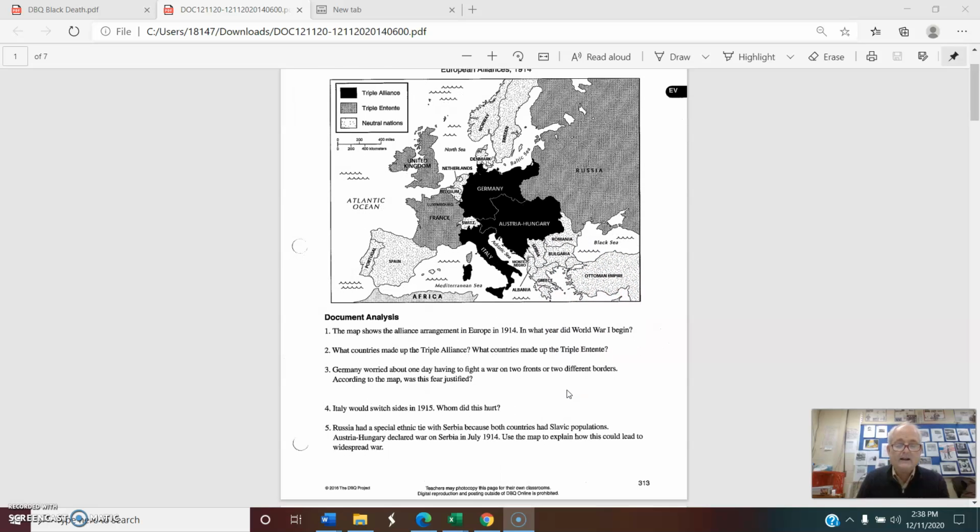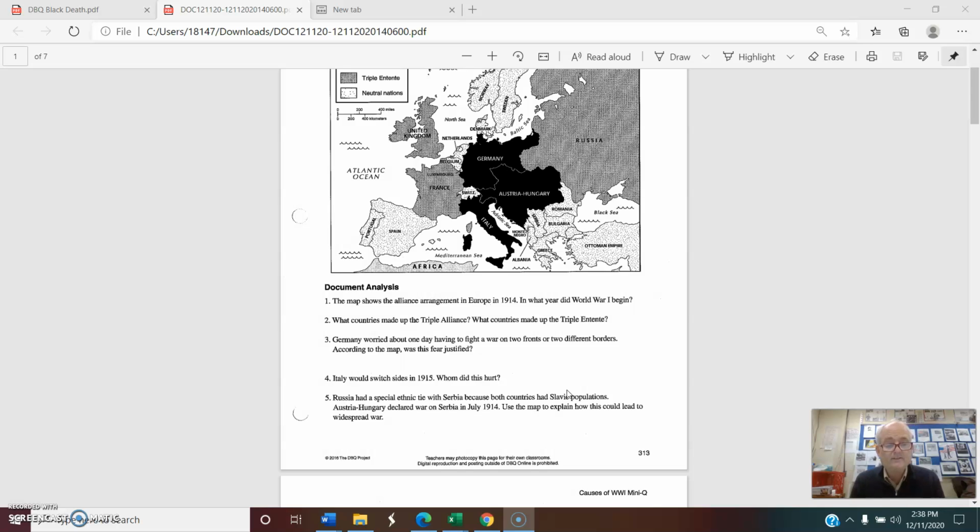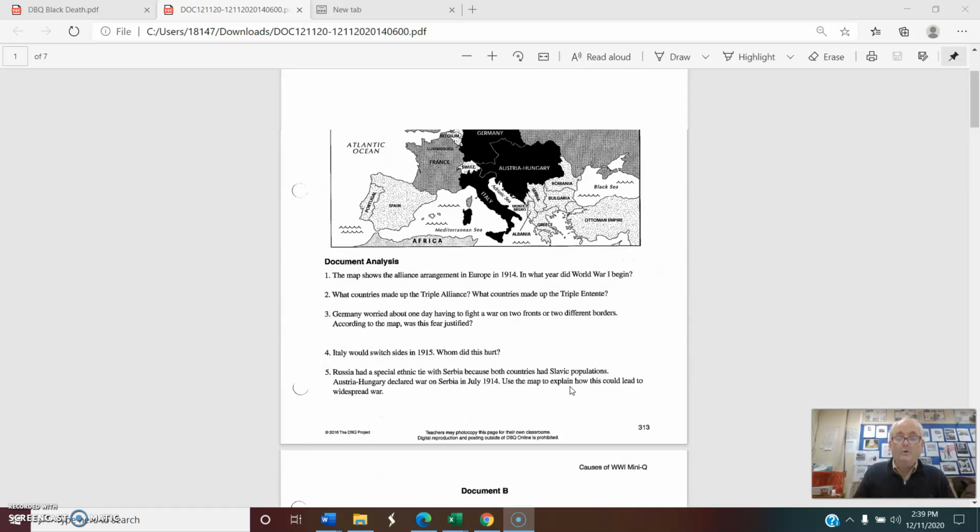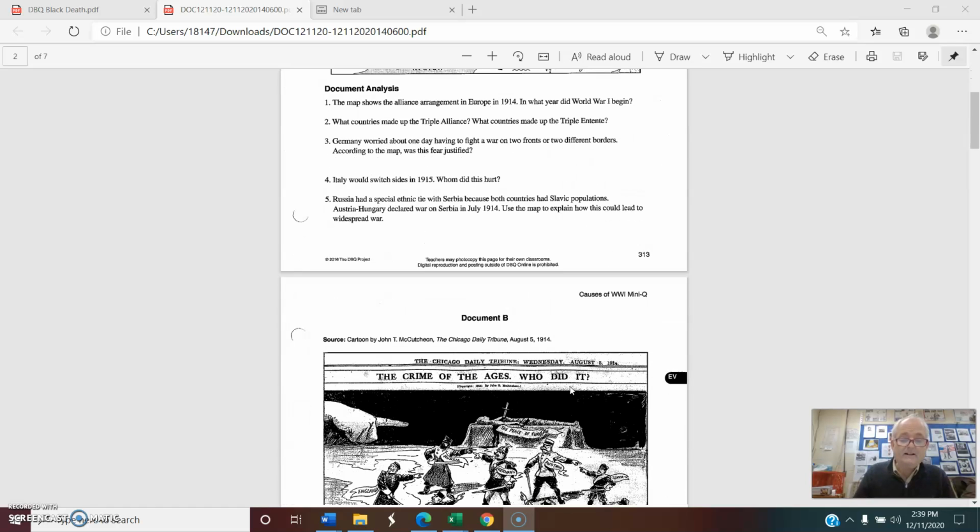So there are some analysis questions that will help you focus on this. Like, this map shows the alliance arrangement in Europe in 1914, and what year did World War I start? That's bringing you back to the fact that this alliance is something very relevant to the outbreak of war. And there are other questions that analyze the map and what it means, connecting it to the question. Again, the question we have to keep in mind is, what was the underlying cause of World War I? So you would need to take some time in analyzing that document.